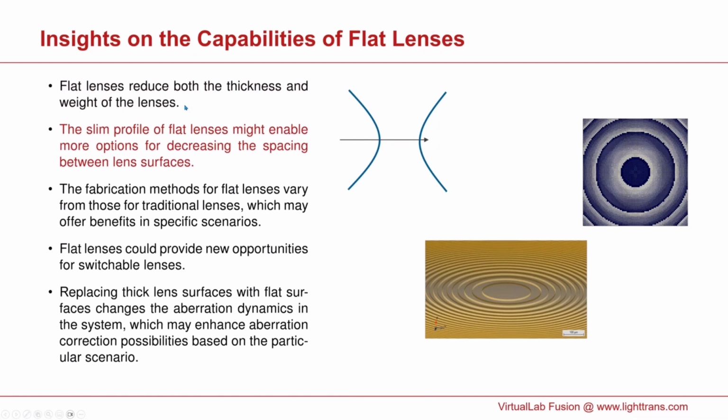The slim profile of flat lenses might enable more options for decreasing the spacing between lens surfaces, which is illustrated here. Let's assume these are two surfaces. Then we go closer and closer and closer. Then there is some point where we need to stop. Whereas when the lenses are flat, we are more flexible. How close we really can go depends, of course, on other factors too. But from a pure geometric point of view, we have this option.